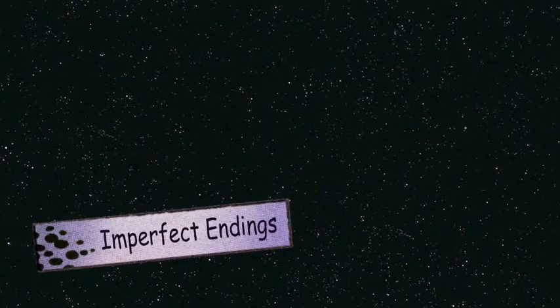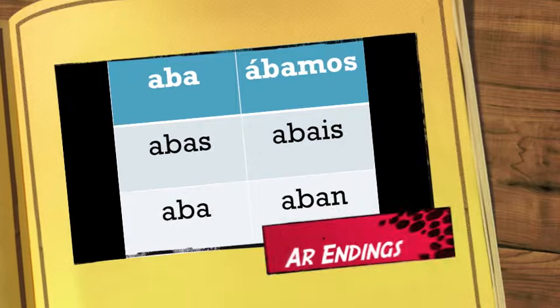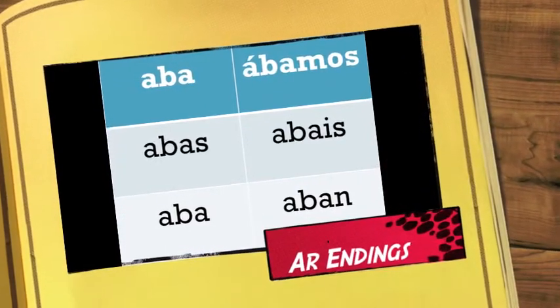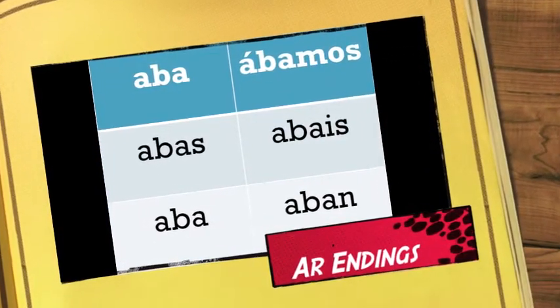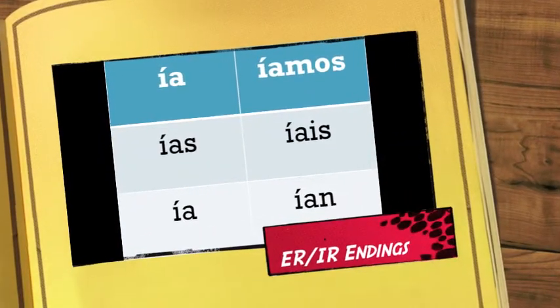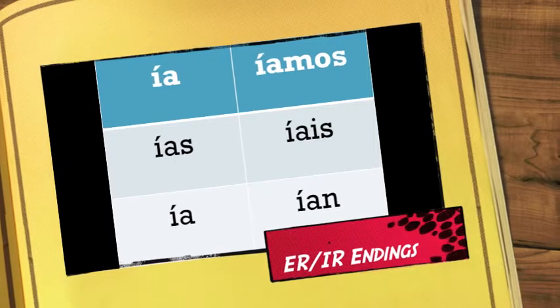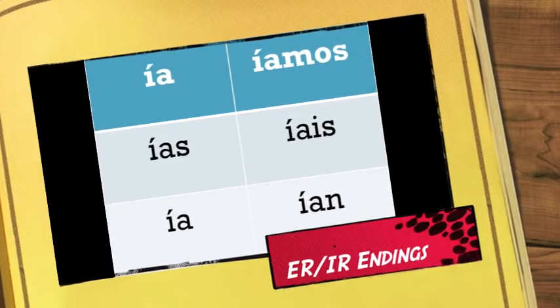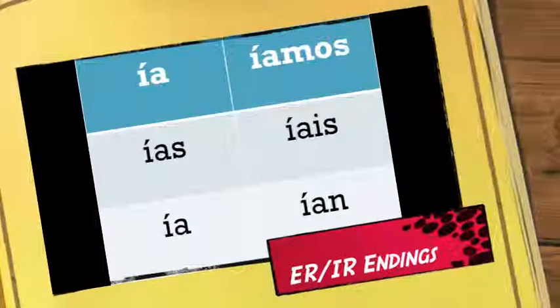Imperfect endings. AR endings: aba, abas, aba, ábamos, abais, aban. ER and IR endings: ía, ías, ía, íamos, íais, ían.